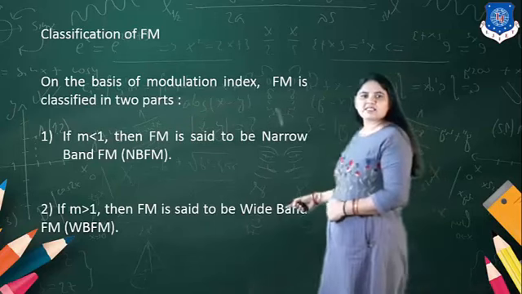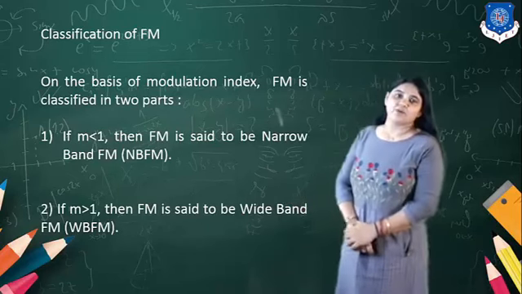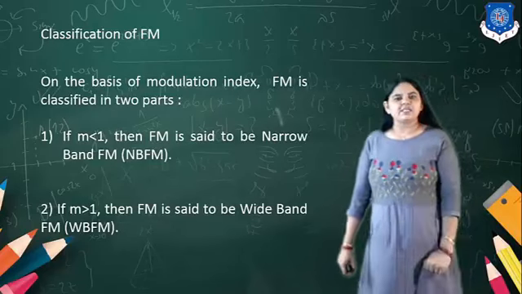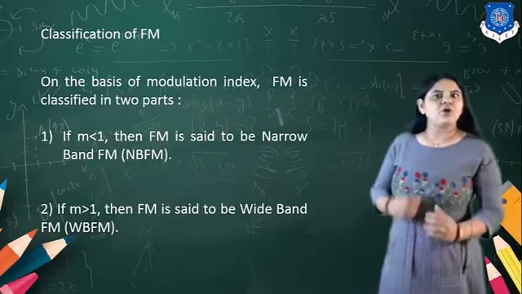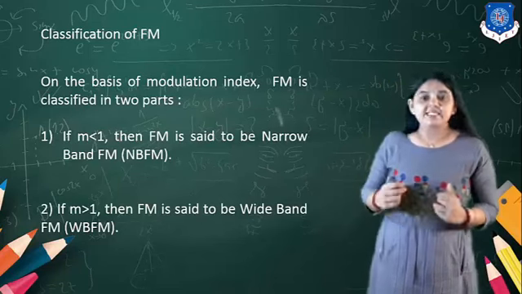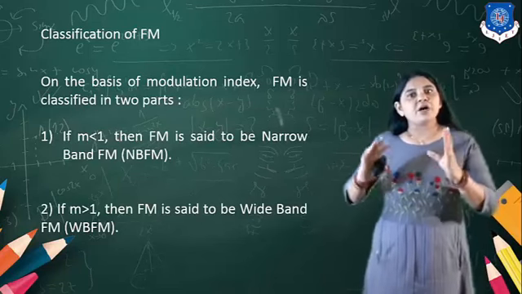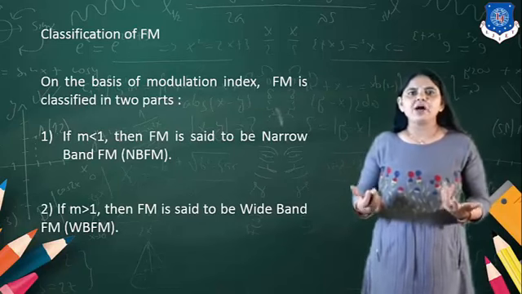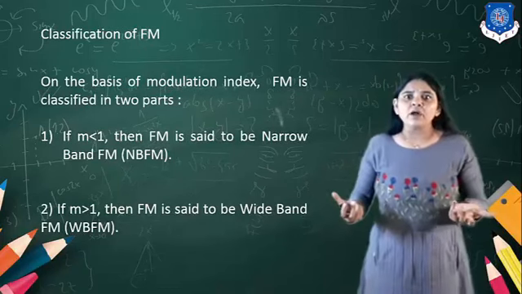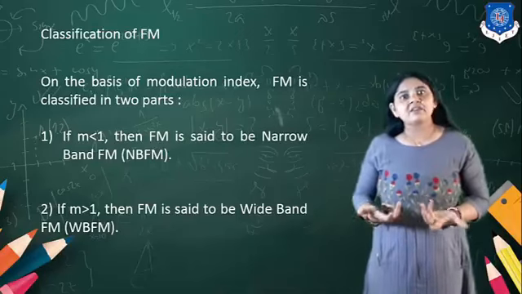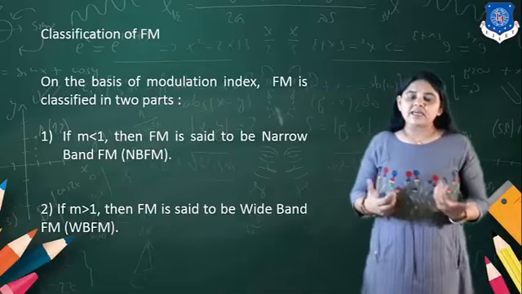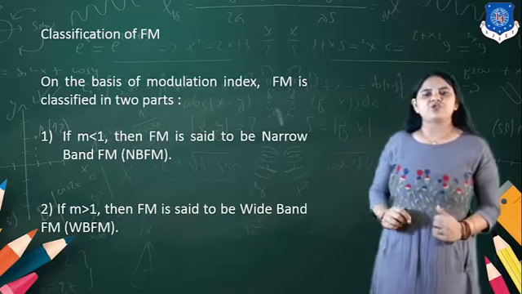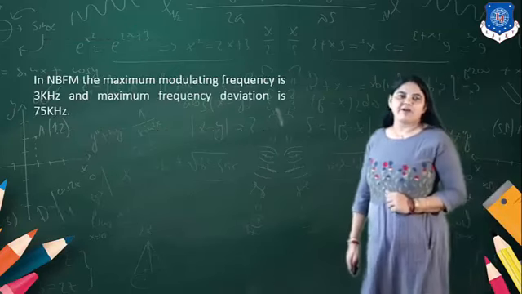In the other case, if M is greater than 1, if the modulation index value is greater than 1, the number of sidebands is more, and if the number of sidebands is more, it requires higher bandwidth. So you can say that if M is greater than 1, the FM is said to be a wideband FM.